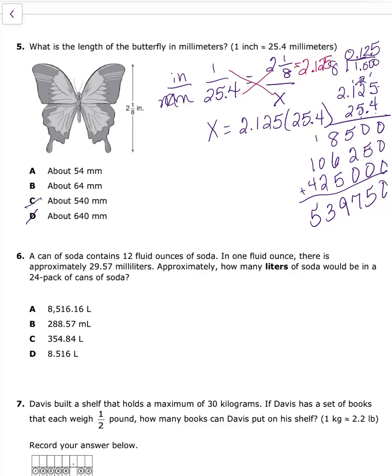Okay, so now we move our decimal. So we have 3 here, 1, 2, 3, and then 1 here, so that's 4. So 1, 2, 3, 4. So the number of millimeters is 53 and 975 thousandths, which would be about 54. Ooh, it's a lot of multiplying there. Not hard, just a lot of it, right?